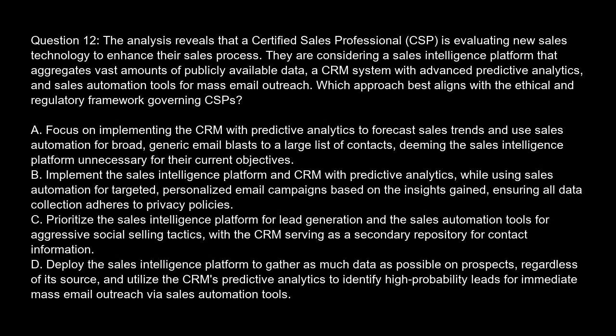Option C. Prioritize the sales intelligence platform for lead generation and the sales automation tools for aggressive social selling tactics, with the CRM serving as a secondary repository for contact information. Option D. Deploy the sales intelligence platform to gather as much data as possible on prospects, regardless of its source, and utilize the CRM's predictive analytics to identify high-probability leads for immediate mass email outreach via sales automation tools.